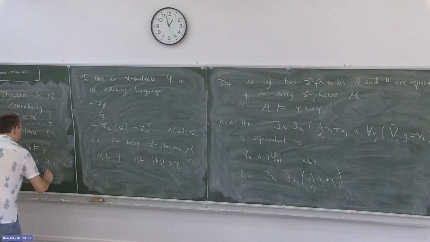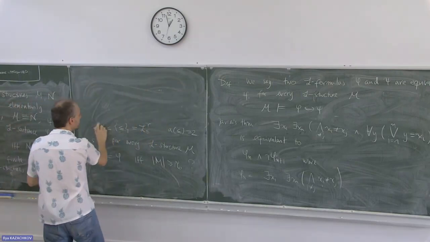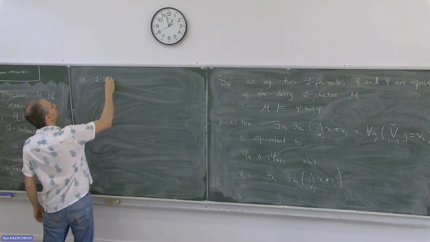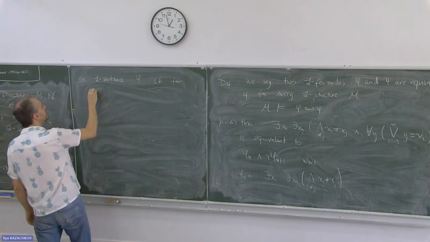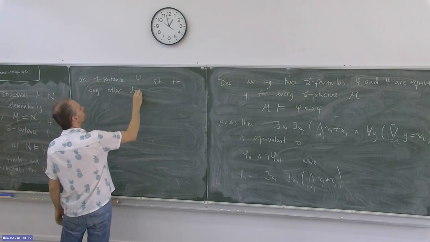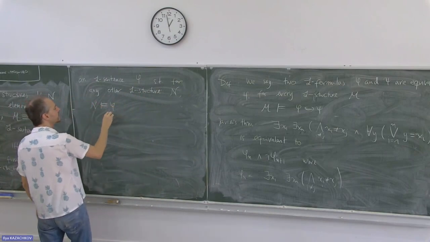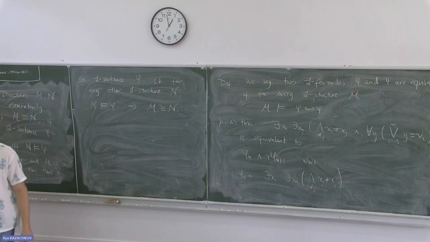Then there is an L sentence phi such that for any other L structure N, if N satisfies this sentence, then these two structures are isomorphic. So basically we're saying, if I have a finite structure in a finite language, there is one single sentence that characterizes this structure up to isomorphism.